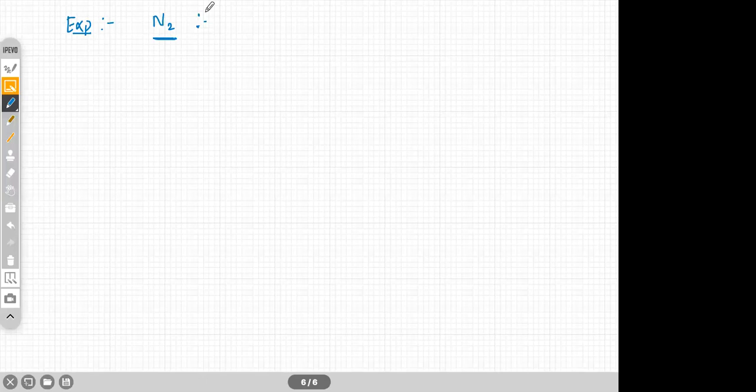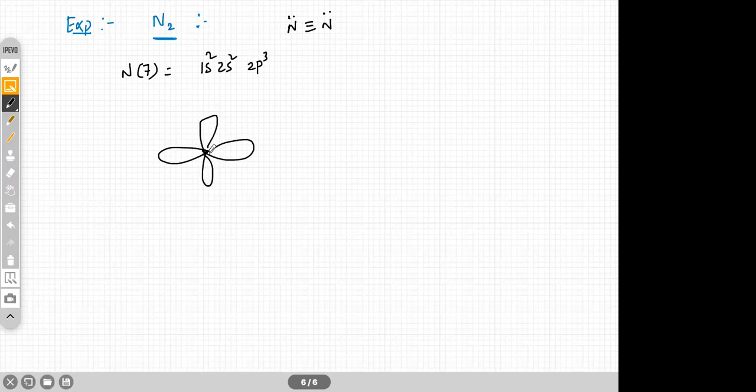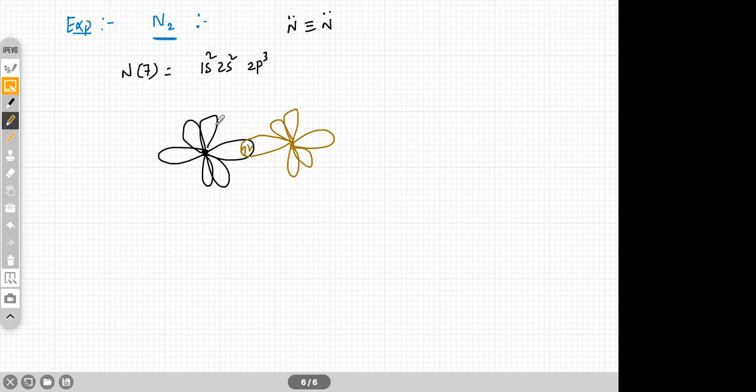Correct. So it is very much similar to the oxygen molecule. We know nitrogen molecule has a nitrogen-nitrogen triple bond and a lone pair on each nitrogen atom. So if you look at the electronic configuration of nitrogen, it is 1s2, 2s2, 2p3. Three orbitals I am drawing here. Each of these orbitals has one electron.